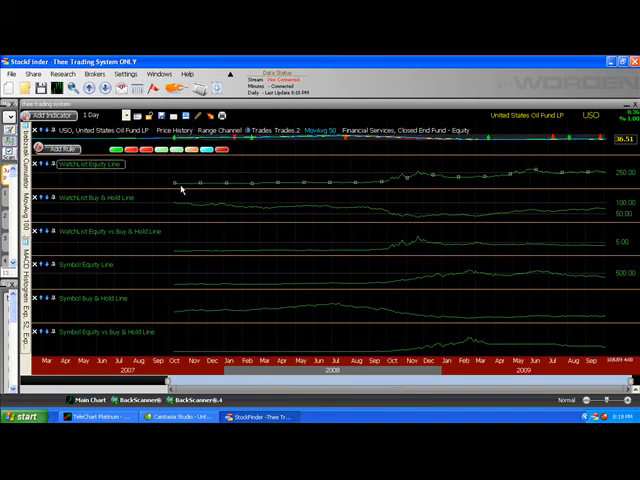We start with $100. Okay, we have 3 lines. We have our watch list equity line. This is our trading system. We have our watch list buy and hold line.